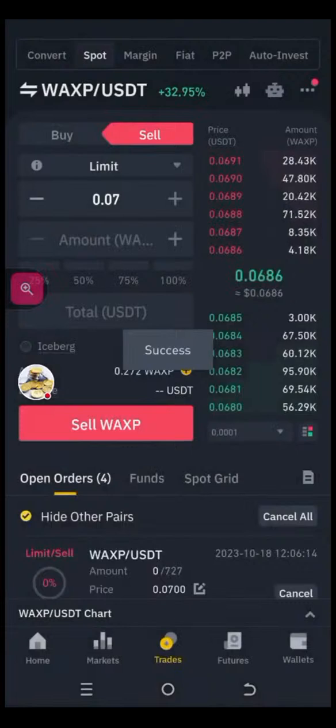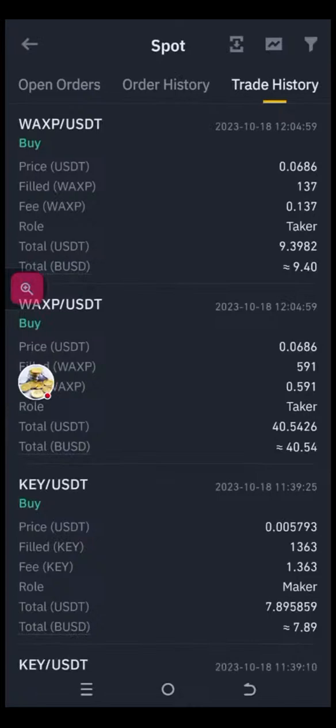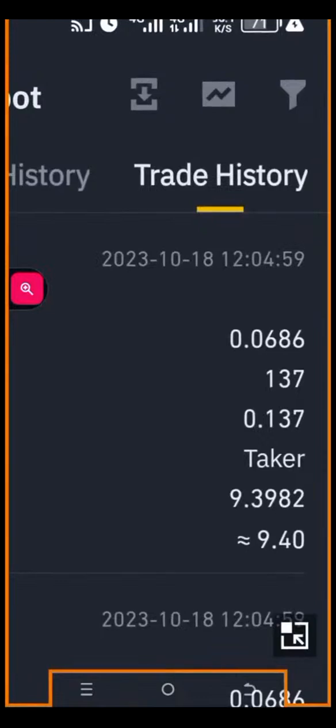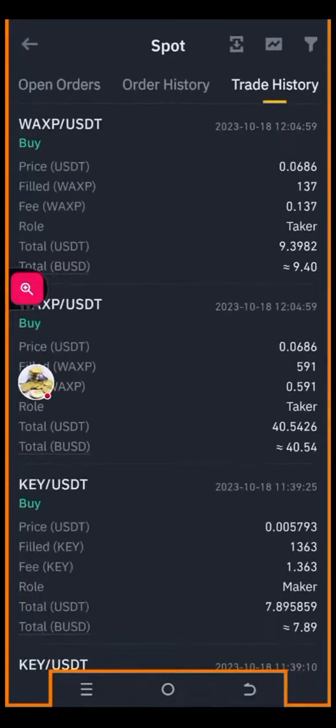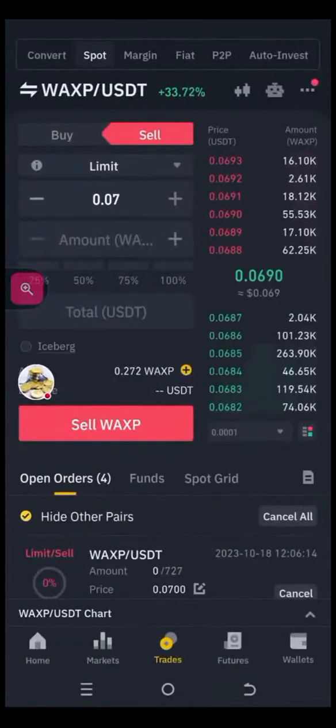So we're currently in the queue. How much did we buy it at? Let's check the trade history. We bought it at 686. Look at that. That's how much we bought it at. So if we bought it at 686, let's see how much we can get it at. It's already at 690. Oh, interesting.